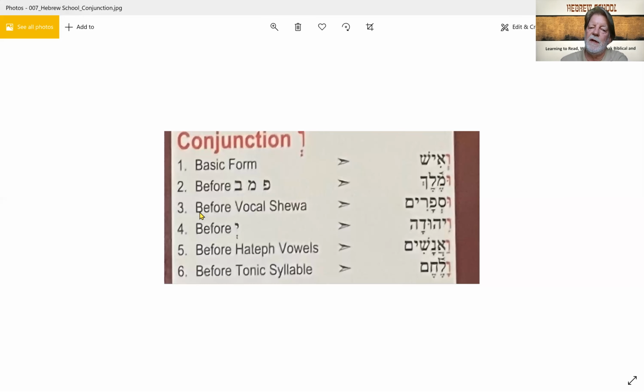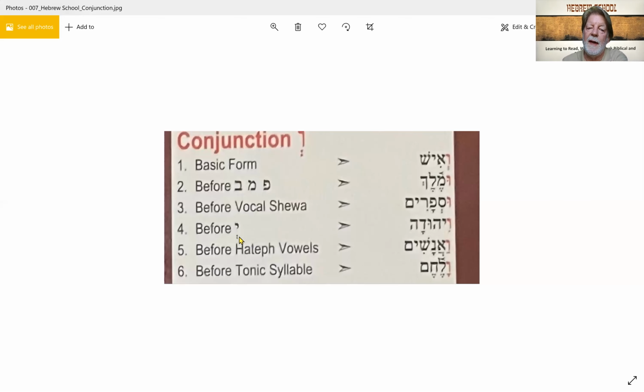If that first letter of the noun has a vocal shva, and here the word is sepharim, which is the Hebrew word for a scribe or a writer, you'll notice that the vowel underneath the first letter of the word, samek, is a shva. And in this case, it's a vocal shva. The way sepharim is pronounced, the shva gets a little bit of pronunciation. And in that case, also, the vav shva becomes a shurek. So it's usfarim.